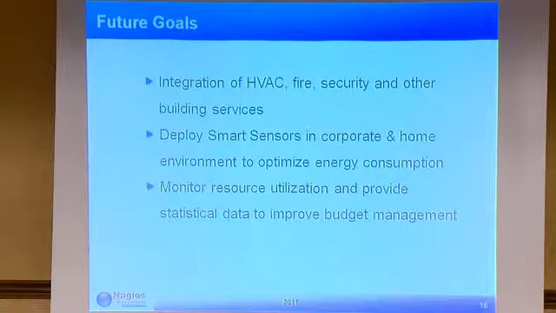And by deploying smart sensors at home, you can see how efficiently you're managing your budget, and whether the bill that you pay is really worth it, or whether you're paying extra and you're not getting warmed up in winter so much. And you can also monitor your resource utilization, and so on.